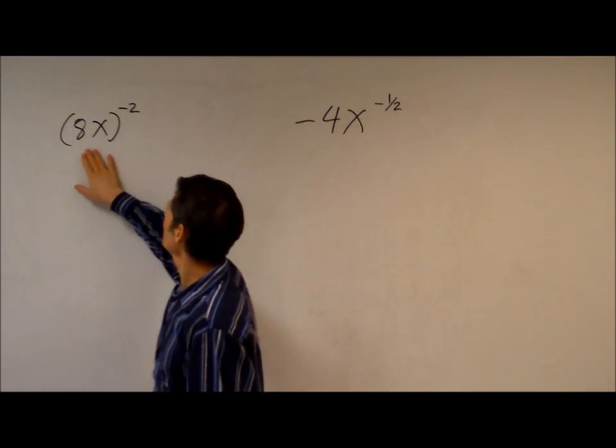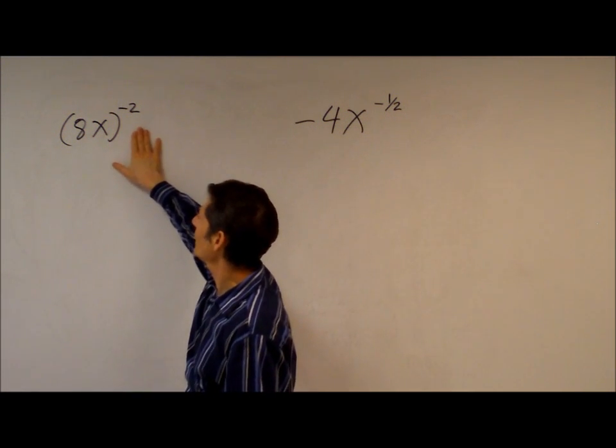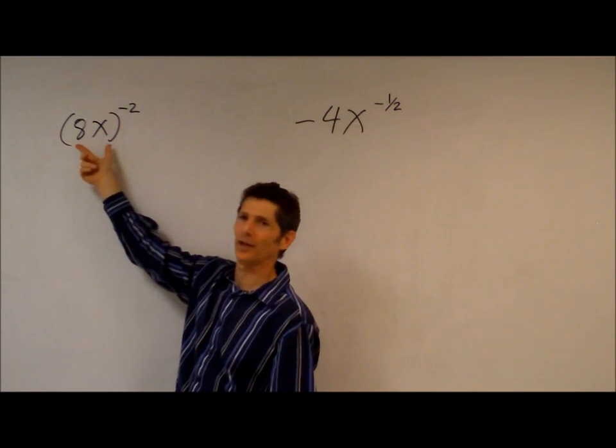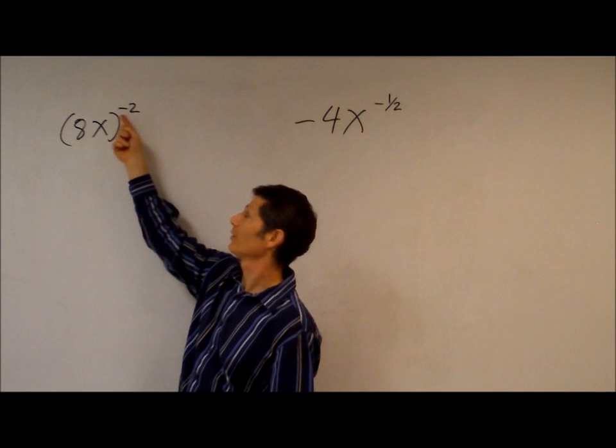This is a little bit different. This is 8x to the negative 2. And you have to remember that this time it's not just the x being raised to the negative 2. The whole thing there, 8x, is all being raised to the negative 2.